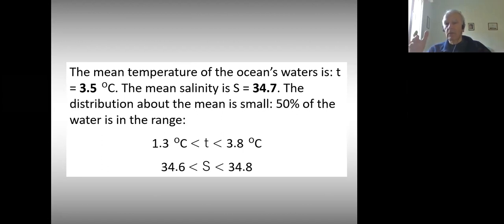You can see now why we do need this high accuracy in measuring the temperature. The same thing is valid for salinity. The salinity range is only 0.2 kilogram per meter cubed, so 34.6 to 34.8. So this is another illustration of how and why we need this high accuracy for measuring both temperature and salinity.